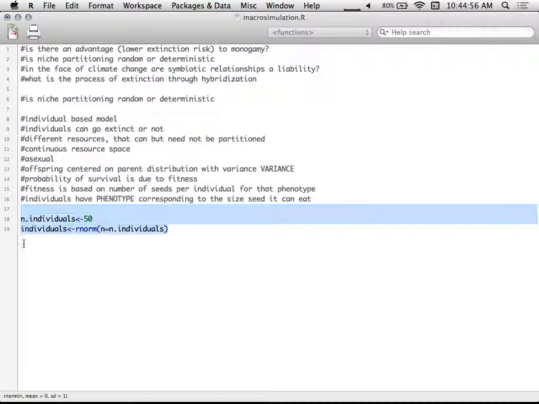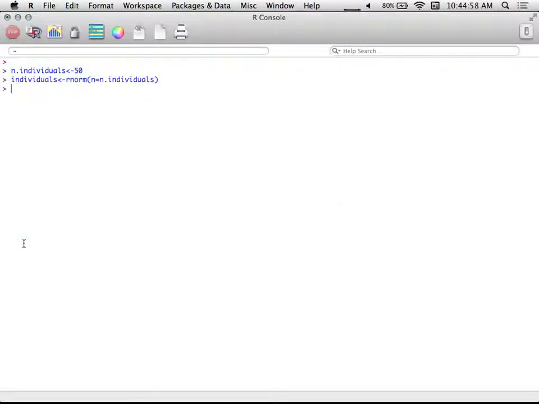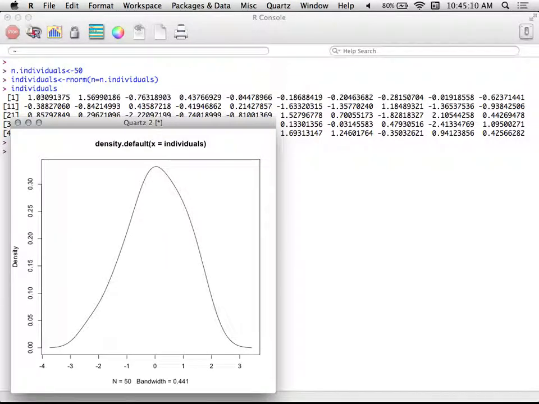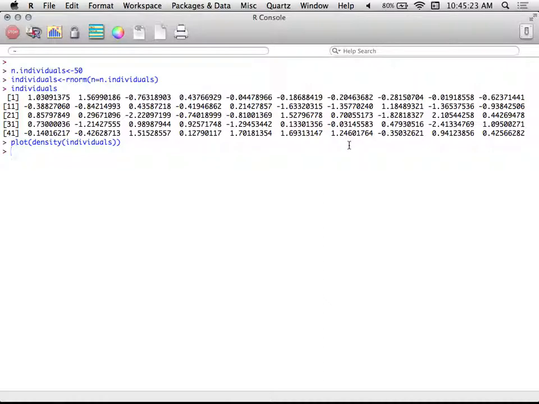See if this works. There we go. No, they're starting individuals. Yeah. It could be log seed size, like that. Right. So, okay, imagine we had this distribution.